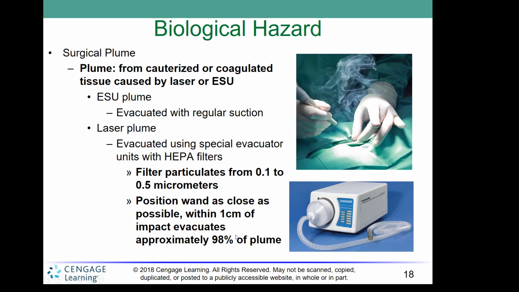Another hazard we have is surgical plume. This is from cauterized or coagulated tissue from a laser or an ESU or bovie. So this is like what you see here, the smoke, bovie smoke. Anything from a bovie can be used with a regular suction. We can get rid of that smoke through regular suction.